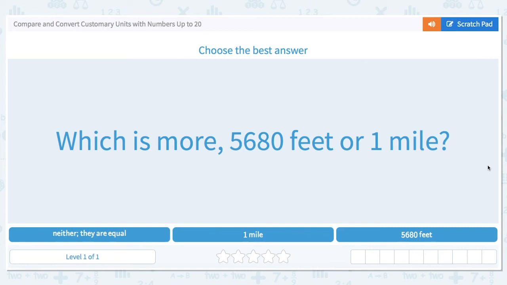In this lesson, we're going to compare and convert customary units. In order to do this, it may be very helpful for you to first look up a customary unit conversion chart. You can find those very easily on the internet. Your math textbook or your science textbook may also have one.